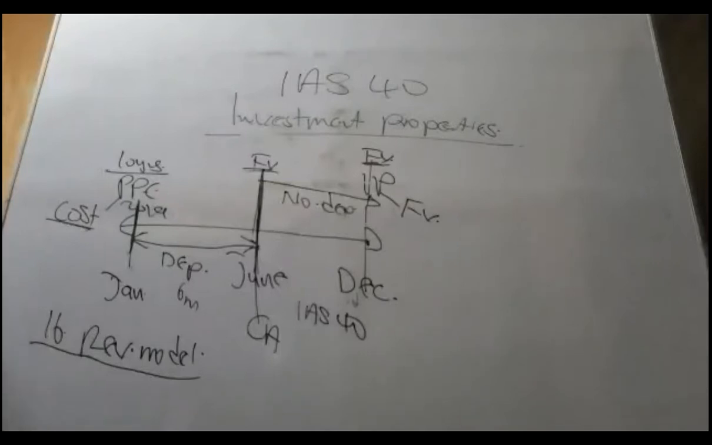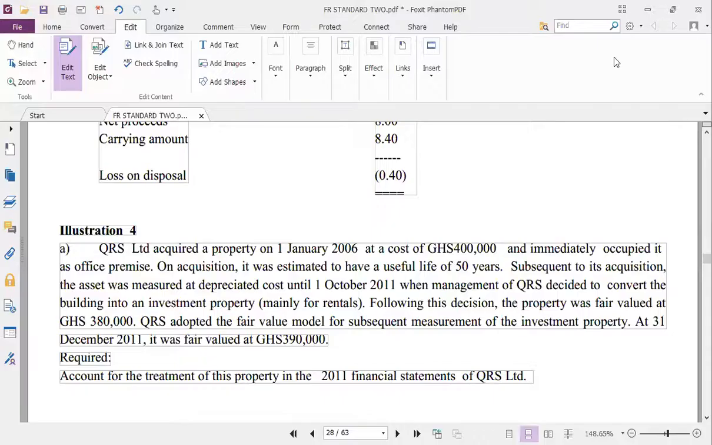So let's pick our first question. And then after that, I'll give one again. Then I'll explain the disposal of investment property, the treatment between group parents and then the subsidiaries. Then you are done. So let's pick our first illustration on investment property.